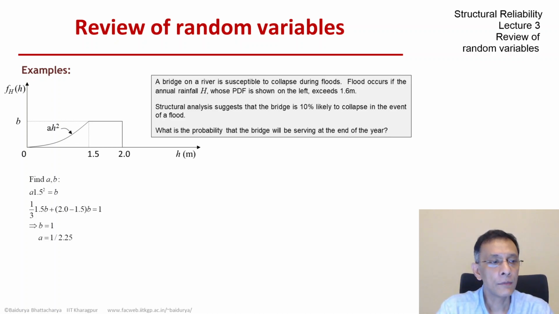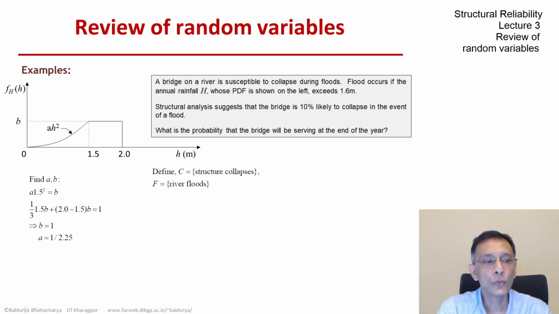So we need to find a and b, as I said. We can equate the value of the density function at 1.5 with b and get one equation involving a and b. And the second equation we'll use is the area under the PDF curve is 1, which it must always. So that gives me the second equation, and when I solve that, b is 1 and a is 1 divided by 1.5 squared. So now I can find the probability of a flood.